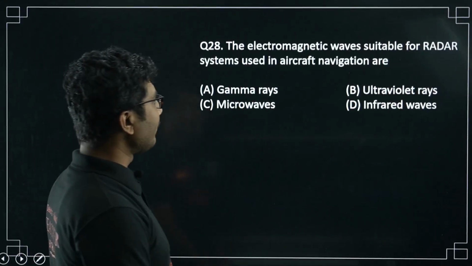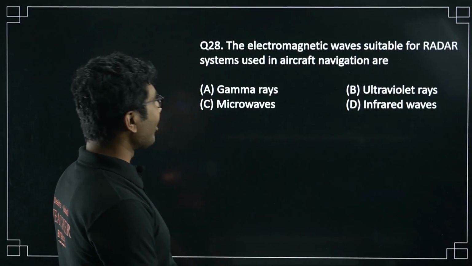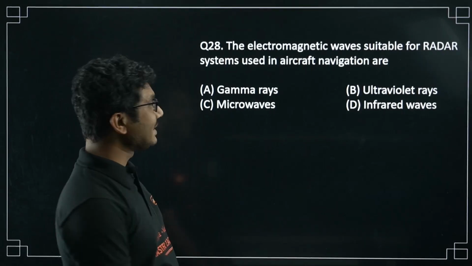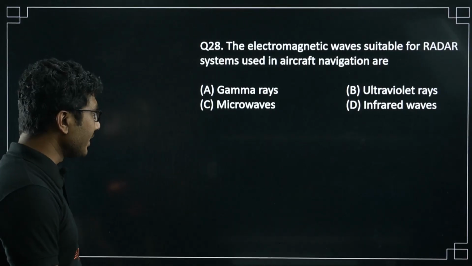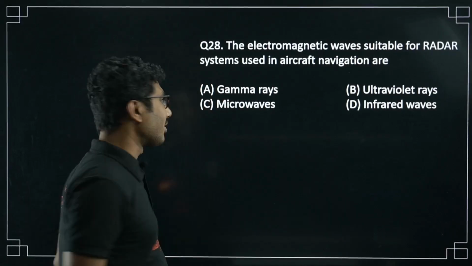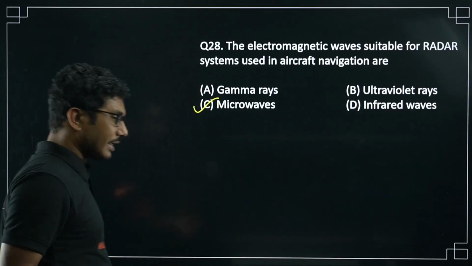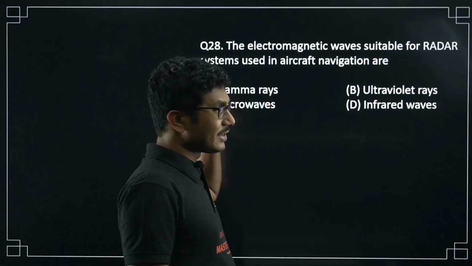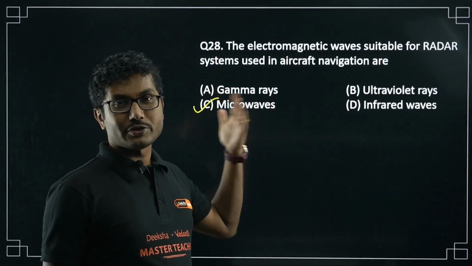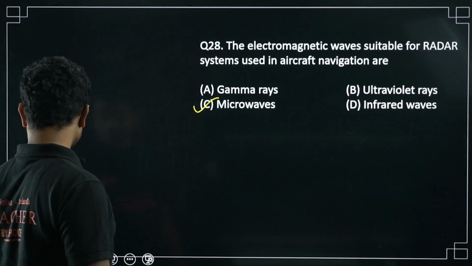Electromagnetic waves suitable for radar system used in aircraft navigation are, now in this case they have not given you radio waves. If you see, the same question came. Now here they have given gamma rays, ultraviolet rays, infrared rays and microwaves. Now obviously gamma rays, ultraviolet rays and infrared rays are not used. Only closest possible answer is microwaves. Even though the correct answer is radio waves, this is taken from one of your question papers and they have given this exact option. So if the same question comes in your exam, you have to choose microwaves.